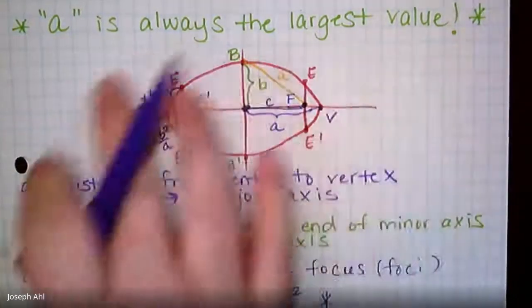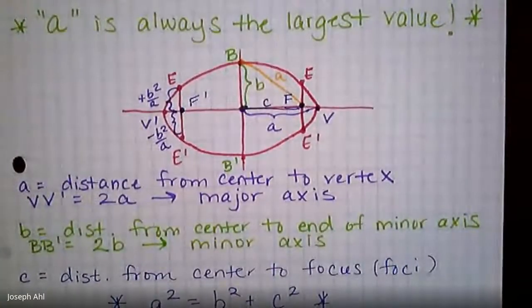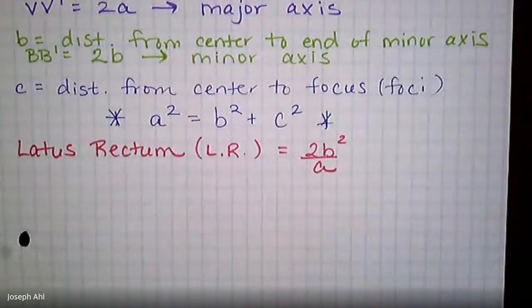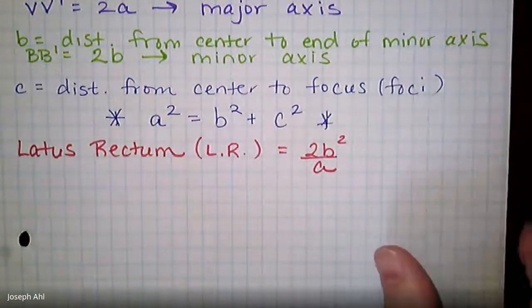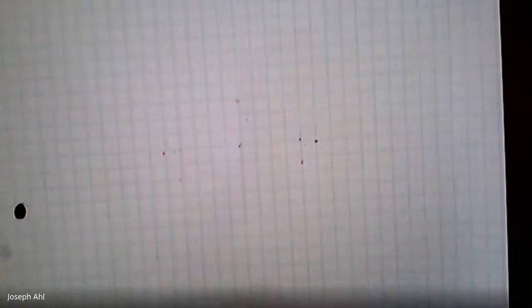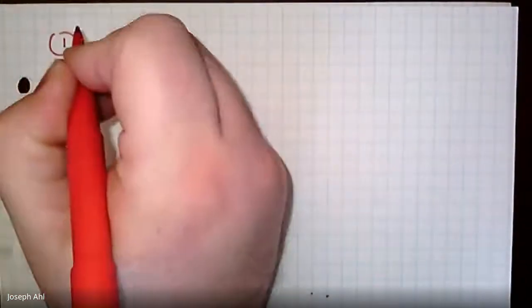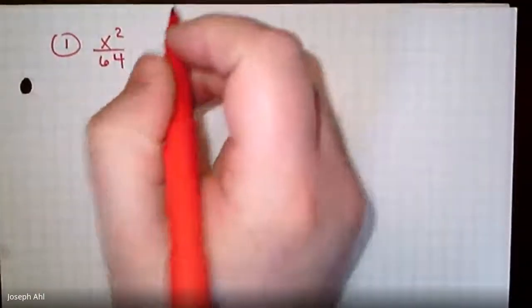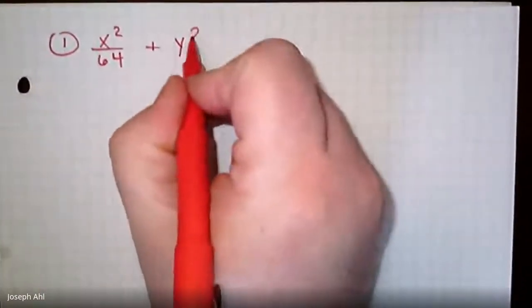And I know this picture has now gotten really busy looking, so hopefully you've made some sense of it in your notes, but I think we're ready to get right into making a complete sketch of an ellipse. So if we take a look at the equation, let's see if I can slide this down here: x squared over 64 plus y squared over 25 equals 1.